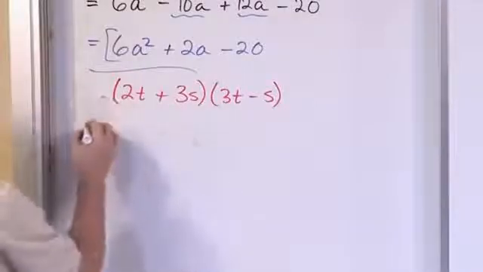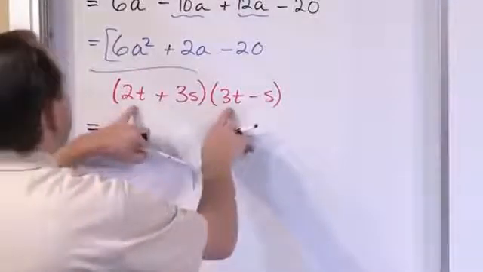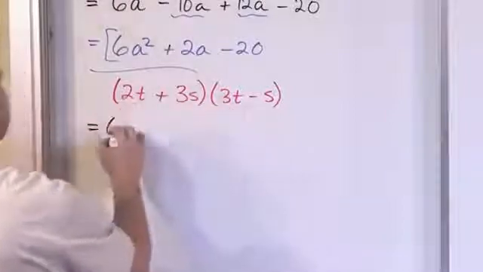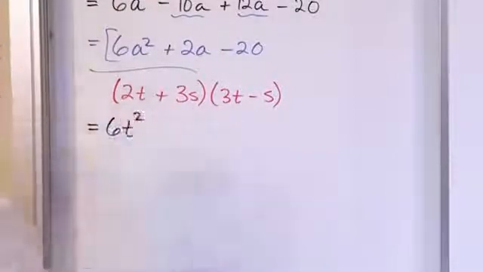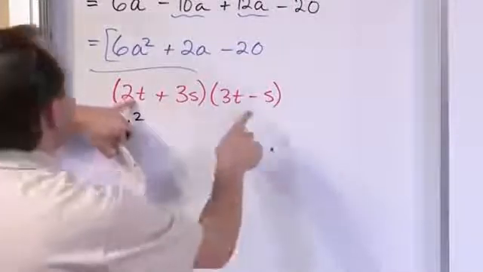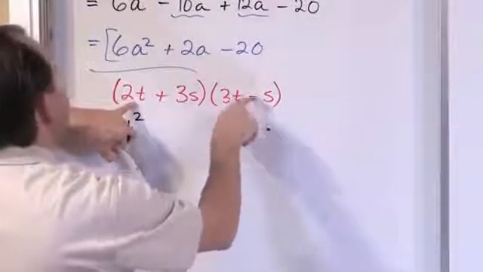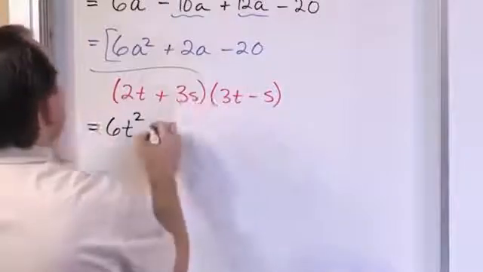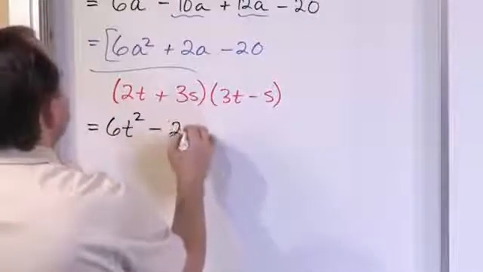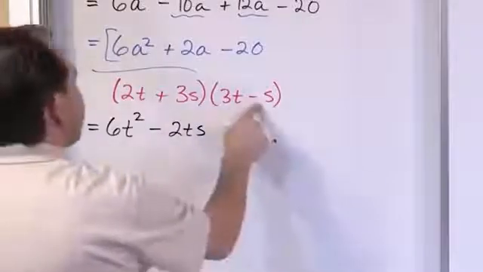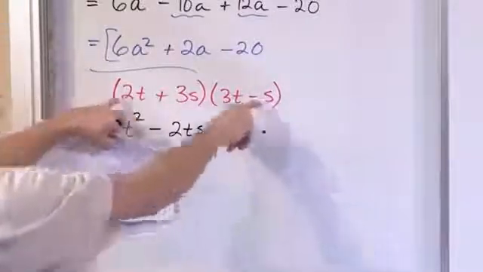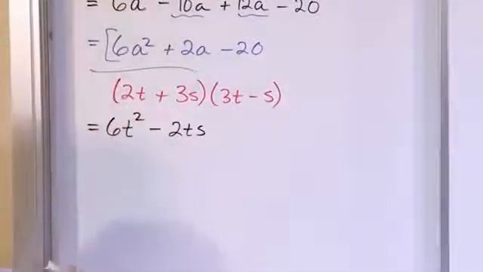So first you identify the first terms, these guys. 2 times 3 is 6. T times t is t squared. Right? And then you look at the outside terms. Here you have 2t times a negative s. So you have a negative times positive. So you have negative 2ts. All right? The negative comes from the fact that it's a negative s times a positive 2. Negative times positive gives you negative.